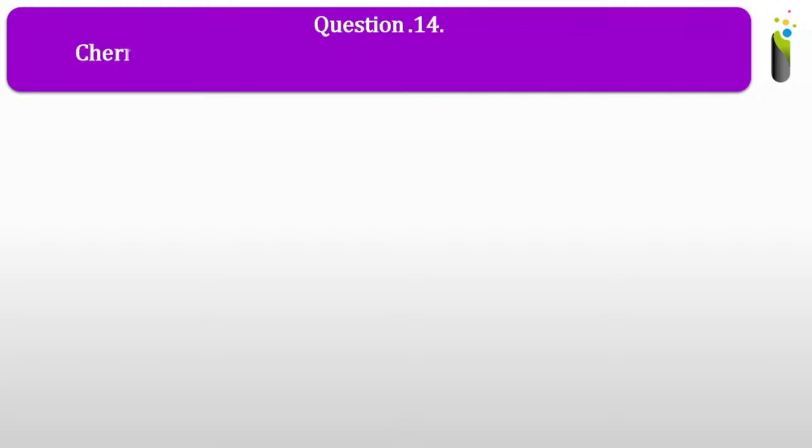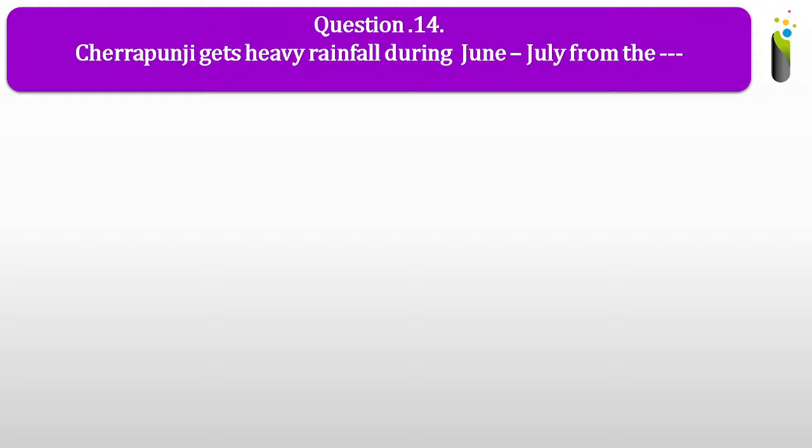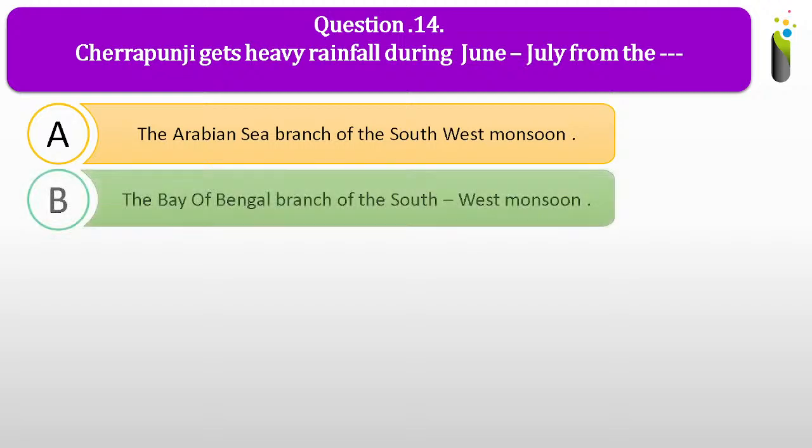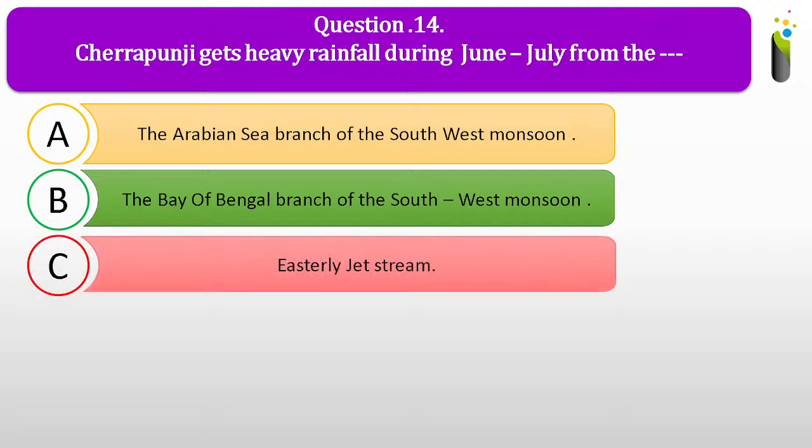Now, coming to the next question, number 14. Cherrapunji gets heavy rainfall during June, July from the dash. A. The Arabian Sea branch of the southwest monsoon. B. The Bay of Bengal branch of the southwest monsoon. C. Easterly jet stream. D. Western disturbances.